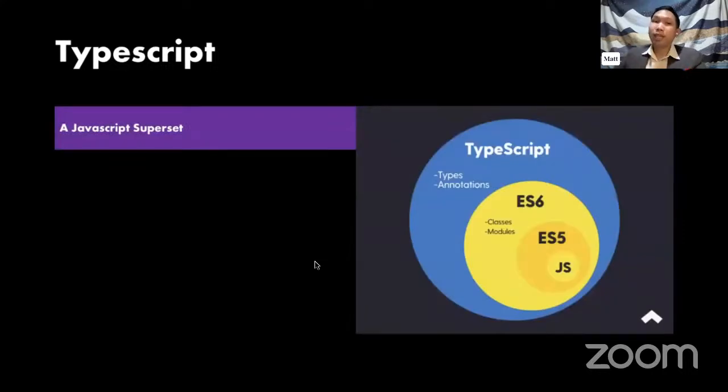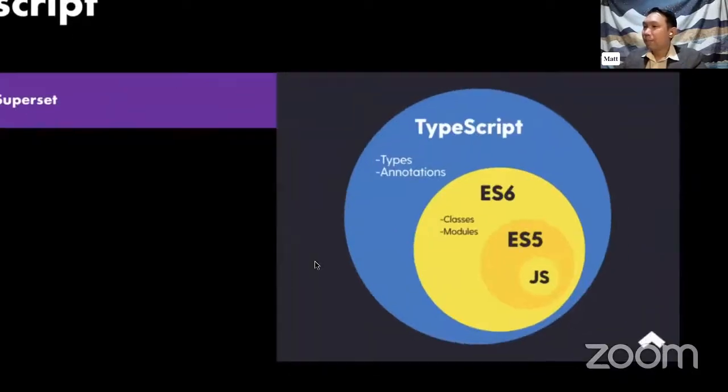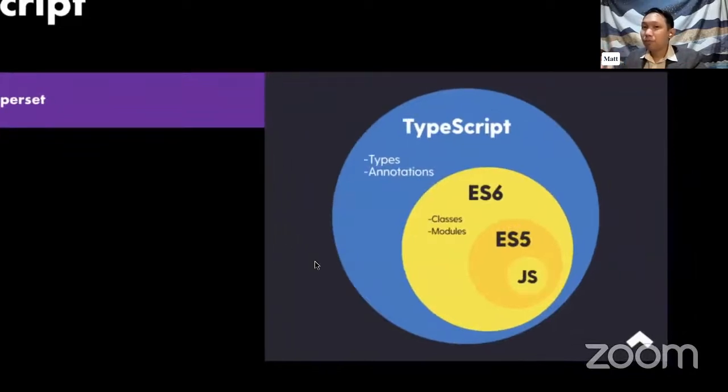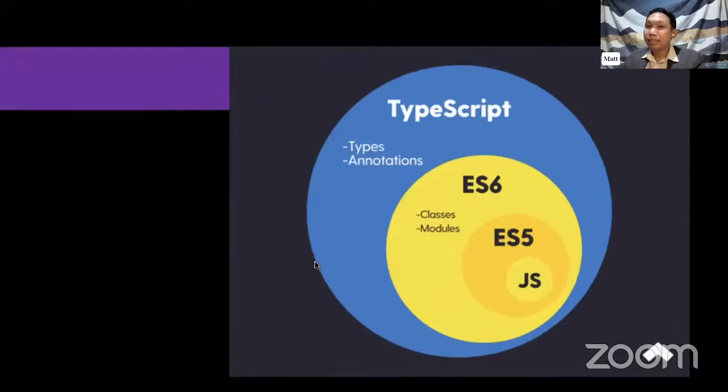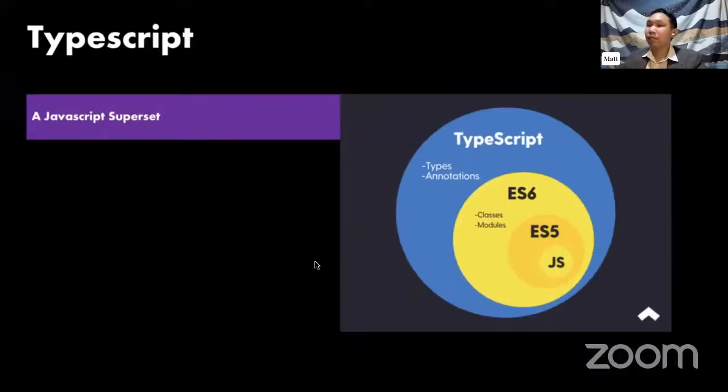TypeScript is a superset of JavaScript. So as you can see on the right side, we have TypeScript, which is the biggest circle in the Venn diagram. And then JavaScript, you'll notice that there is an ES5 and ES6. ES5 and ES6 are also JavaScript. It's just that we try to distinguish the version of the JavaScript. So ES6 is the latest version, but I think there is an ES7, though I'm not sure. So the difference is that ES6 is now using classes and modules, but in ES5 and below, we're not using that. But still, ES6 is JavaScript.